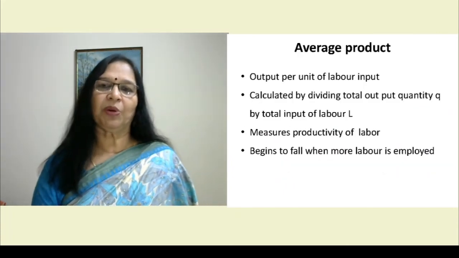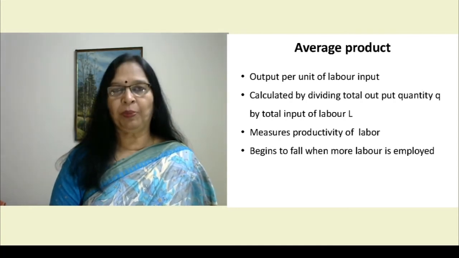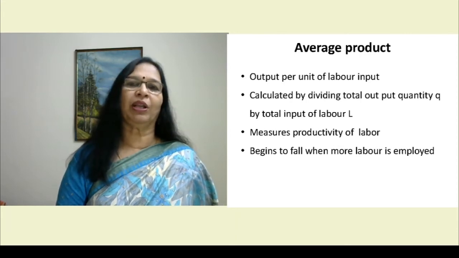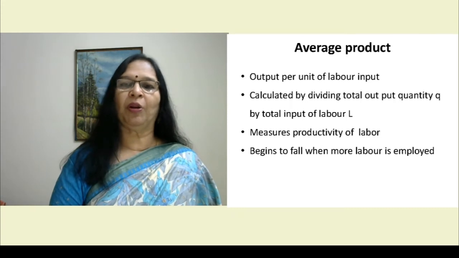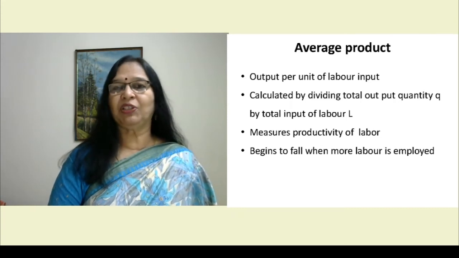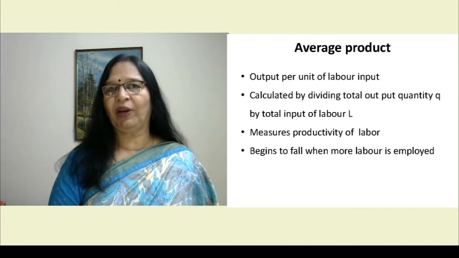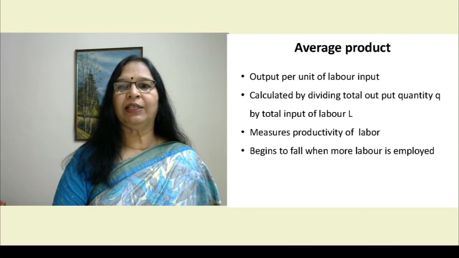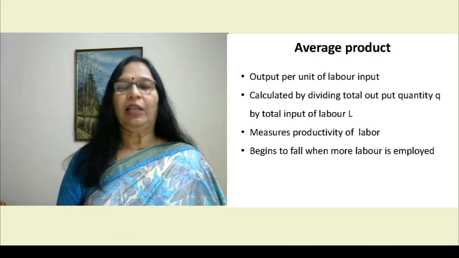So what is an average product? As I've already explained to you, average product is the output per worker who is employed. It is calculated by dividing total output by the number of laborers employed. Then it measures the productivity of labor. On an average, how much does each labor unit provide? That is what is known as the average product. And it begins to fall, of course, when more and more labor is employed.